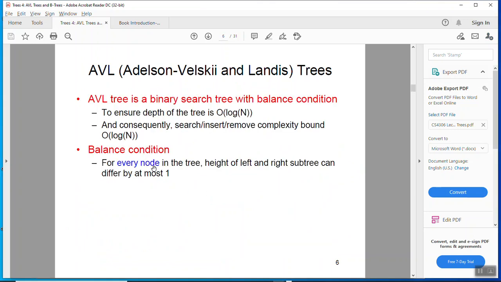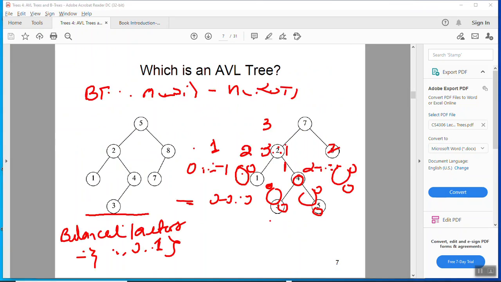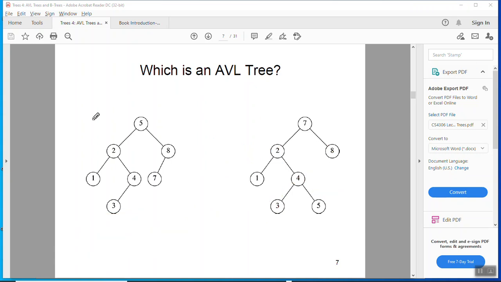So for the balance condition, for every node in a tree, the height of the left subtree minus the height of the right subtree must be -1, 0, or 1. Now let us see which is an AVL tree. How do we check whether this is an AVL tree or not? We will find the balance factor.